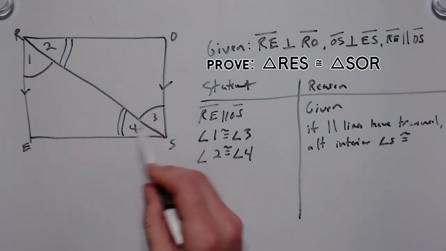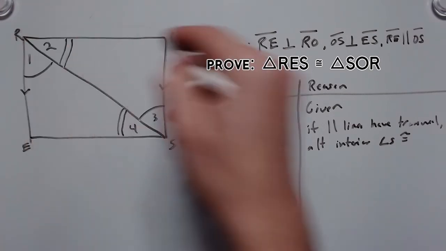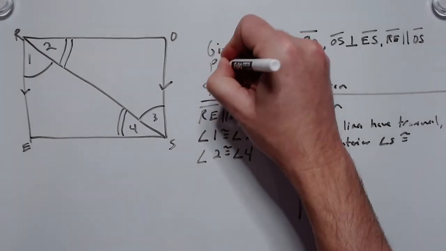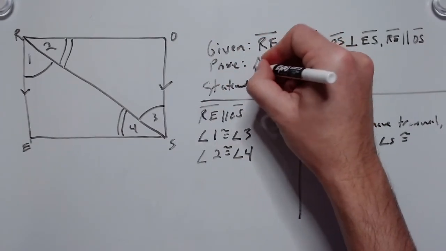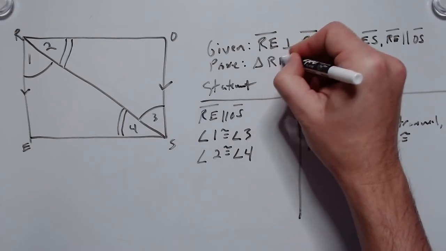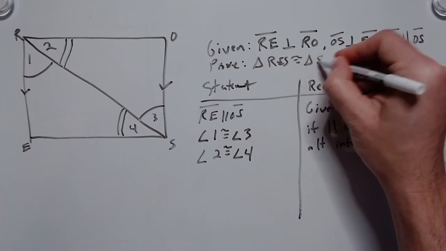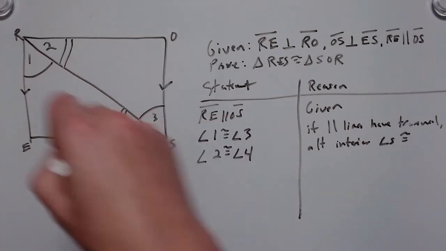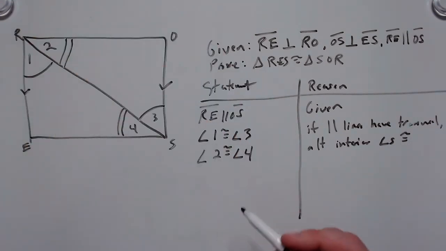So we have two angles, so we're getting there, but it's not enough to show that these two triangles are congruent. I guess I never showed what we're trying to do here. Given, we are trying to prove that triangle RES is congruent to triangle SOR. So this becomes part of the puzzle, part of the investigation. What else can we say about this figure to try to prove that these two triangles are congruent?